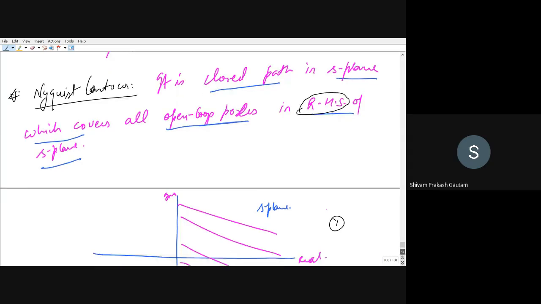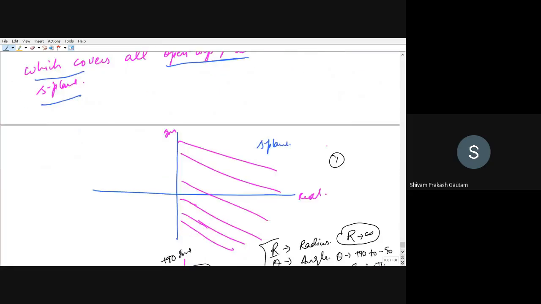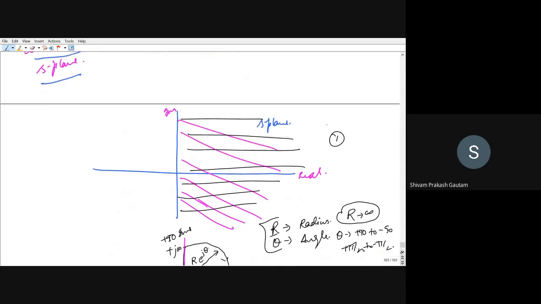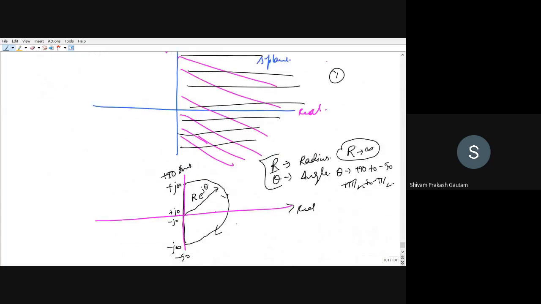What does it mean? Literally, it means all of the portion of the right hand side should be included. But in order to show that graphically, we have made a contour, a semicircle, whose radius is r e^(jθ), where r is the radius. So if I want to cover the whole of the right hand side, I tend r to infinity, that is, the radius is infinite, and I take theta from plus 90 degree to minus 90 degree. You can see this angle is plus 90 degree, this angle is minus 90 degree.